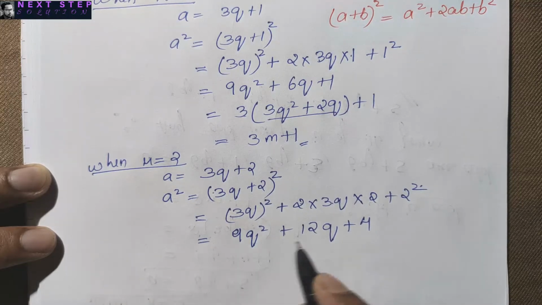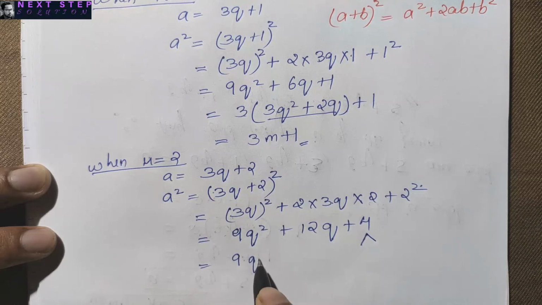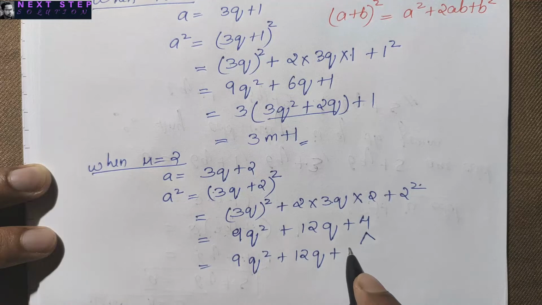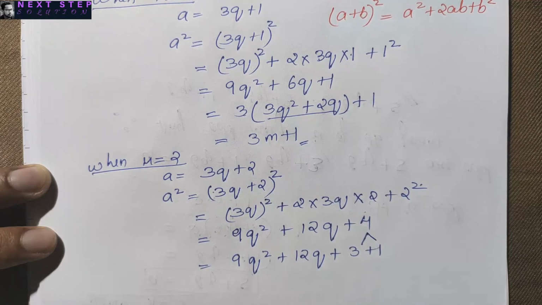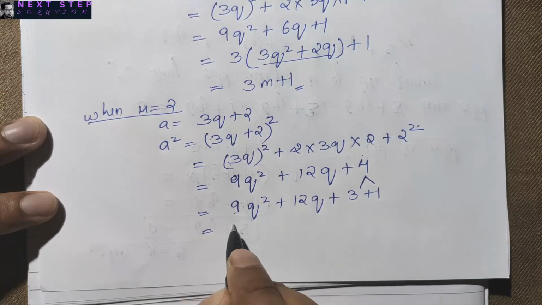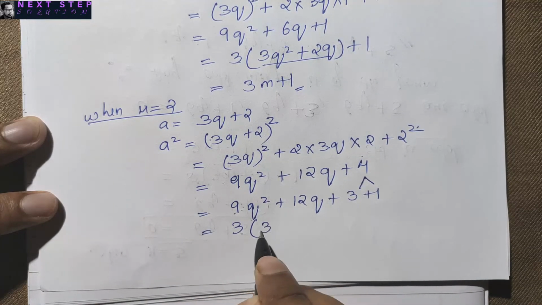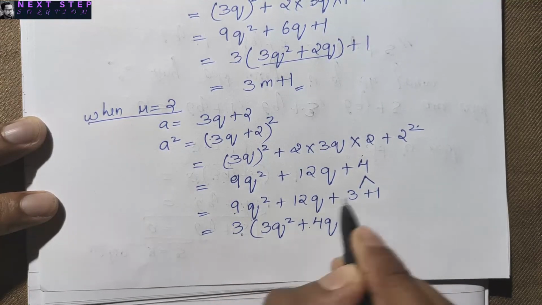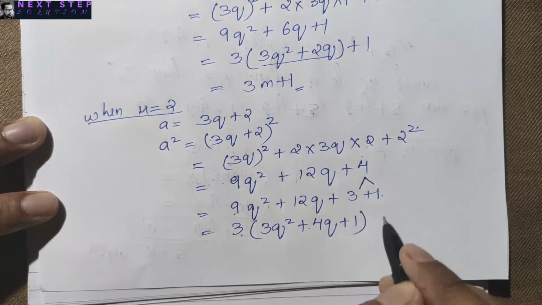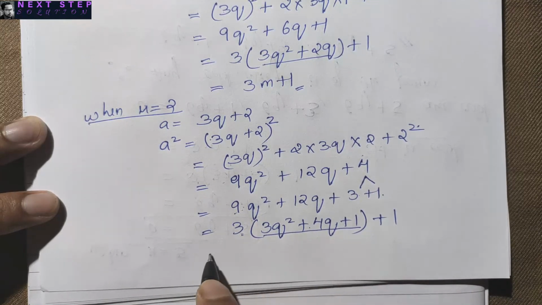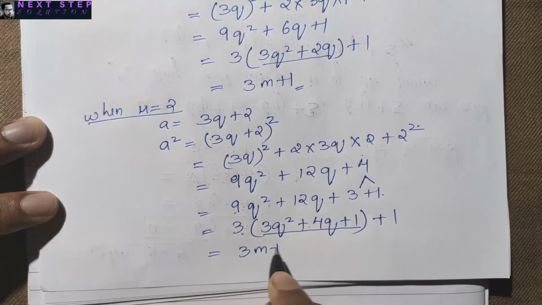Now we can break this 4 into 2 parts. This one we will leave as it is, 9q square plus 12q, and instead of writing 4, we can write it as 3 plus 1. 3 plus 1 gives you 4. Now we can take 3 common from all these numbers excluding this one. If we take 3 common, you have 3 3s are 9q square, 3 4s are 12q, and from here we have taken 3, so only 1 is left, and this one cannot be taken common, leave it outside. This whole thing if you consider as m, you can write it as 3m plus 1.